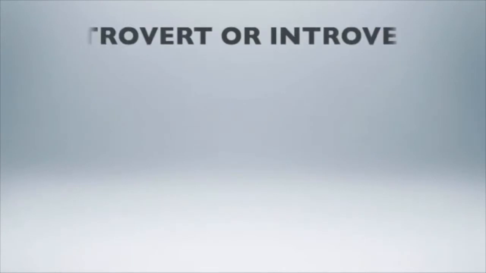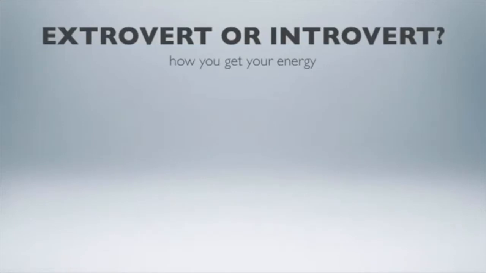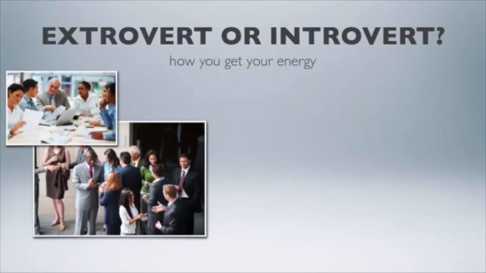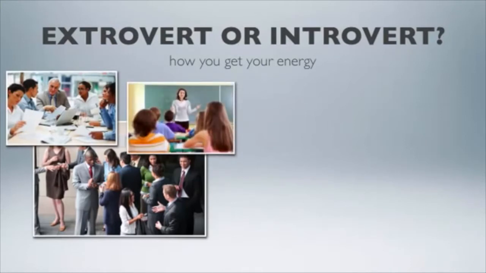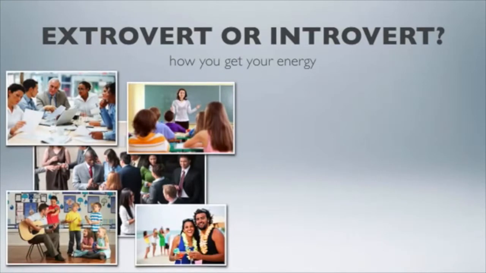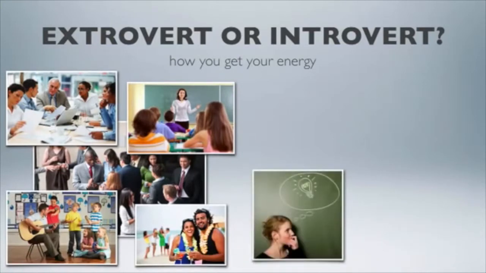The first facet, extraversion-introversion, describes how you get your energy and where you prefer to focus your attention. Extroverts prefer to focus outward on the world around them. They are energized by activities like meeting new people, talking about their ideas, speaking in front of groups, and being in active environments. Introverts prefer to focus inward on their own thoughts and impressions.